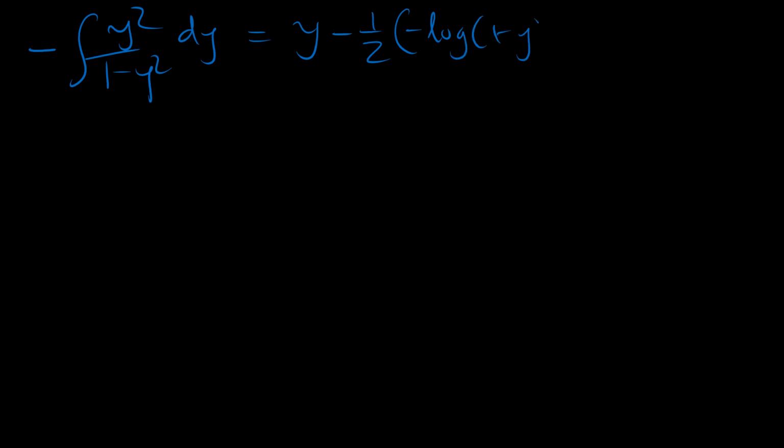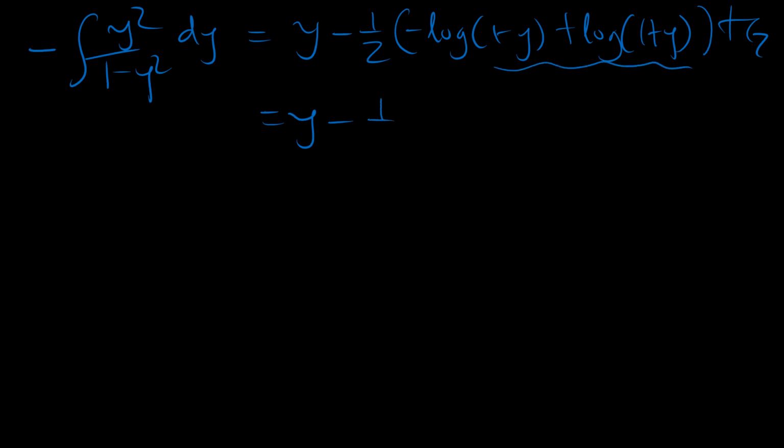Our integral of y squared over 1 minus y squared, we found it to be equal to y minus a half of negative log 1 minus y plus log 1 plus y plus C2, which is y minus, using the rules of logarithm, this means this is just a half log of 1 plus y over 1 minus y plus C2.